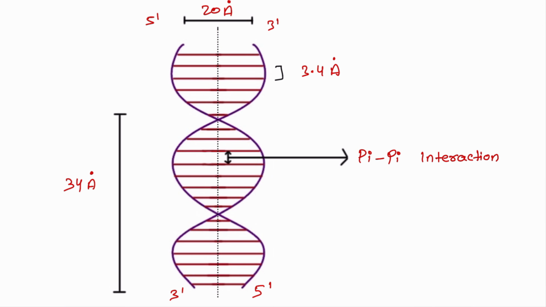Now some basic things to know: the distance between two strands of DNA is 20 angstrom, and the distance of one complete 360-degree round of DNA is 34 angstrom, which means the distance between two hydrogen bonds is 3.4 angstrom, which means that in a 360-degree round of DNA there are 10 hydrogen bonds. 3.4 multiplied by 10 is 34 angstrom. So in a complete round of DNA there are 10 hydrogen bonds. Now one thing to know is that between two hydrogen bonds there is an interaction called pi-pi interaction, just to know.